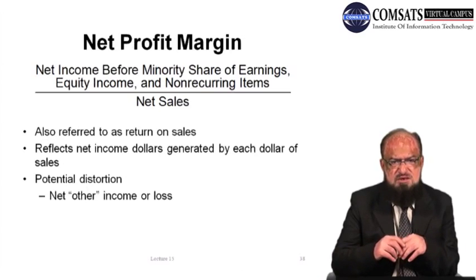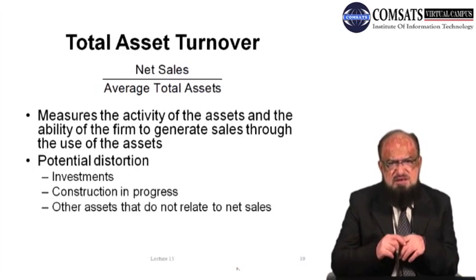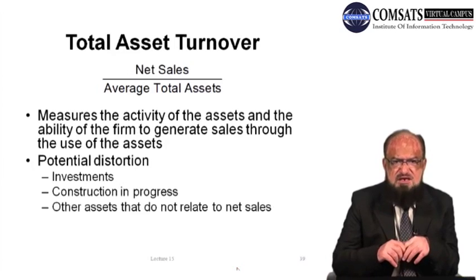That ratio is related to the profitability ratios. Formula was very simple: net income before minority share of earnings, equity income and non-recurring items divided by net sales. That was the net profit margin formula. If you remember, we have discussed in lecture 15 the ratio total asset turnover. Formula was very simple: net sales divided by average total assets.